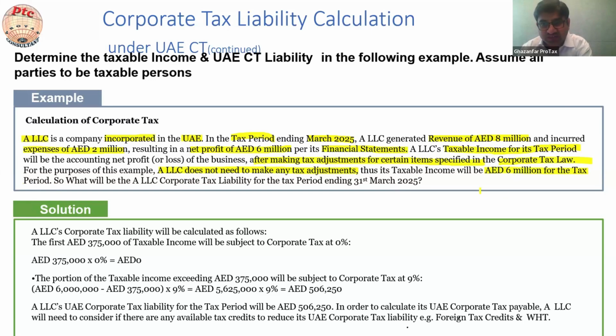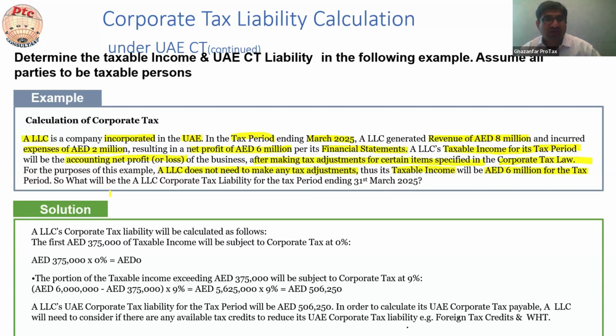So he already gave us the taxable income. We don't have to calculate it here. But as of now, our topic is to calculate the taxable income from accounting profit and loss. Our journey so far is here. But for understanding, we already have the taxable income: that is 6 million.